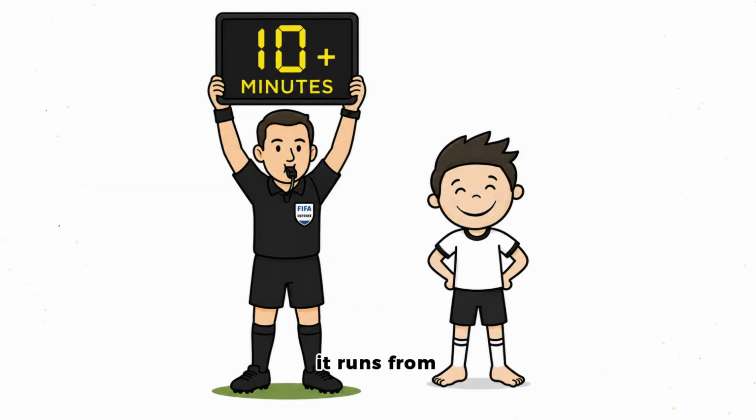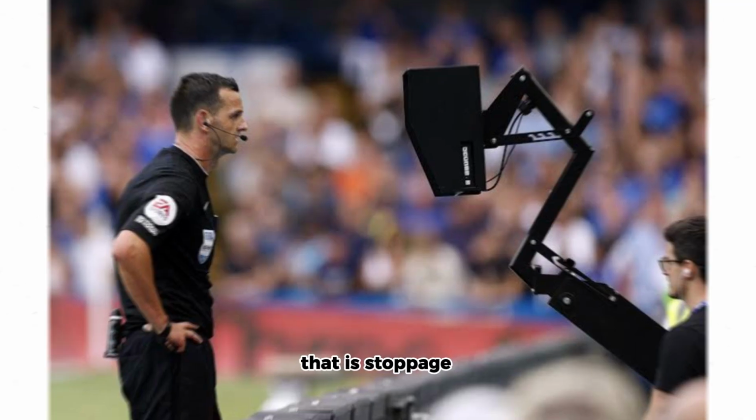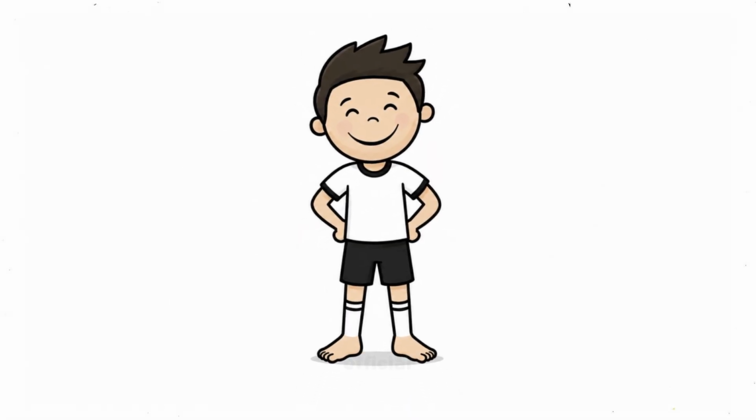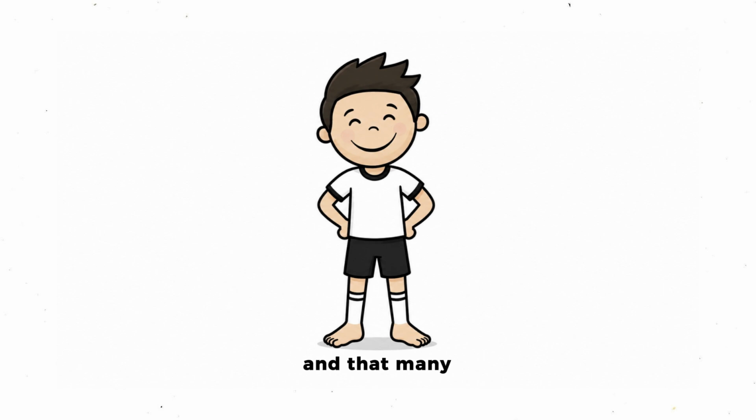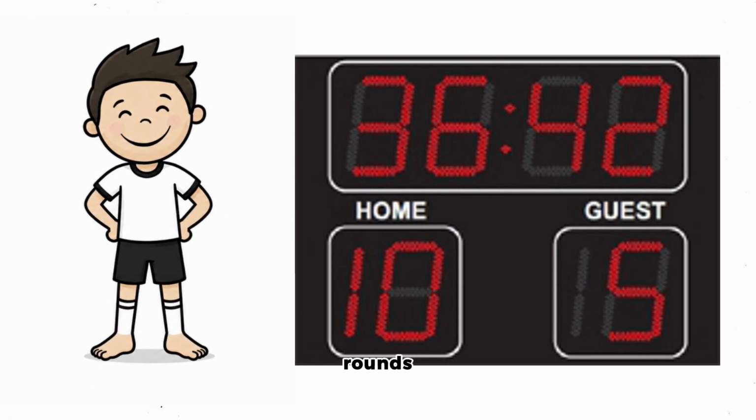Let's recap. In soccer, the clock never stops. It runs from 0 to 90 the whole time. But when injuries, substitutions, VAR checks, or time wasting slow the game down, those minutes get added back at the end. That is stoppage time. The fourth official holds up a board with a number, and that many extra minutes are played. Stoppage time is not the same as extra time. Stoppage time happens every game. Extra time only happens in knockout rounds when it's tied at 90.